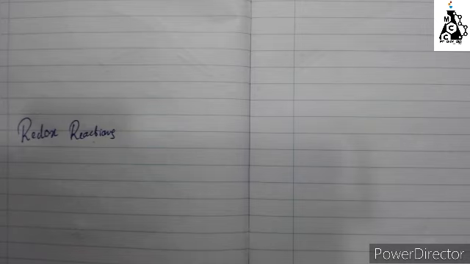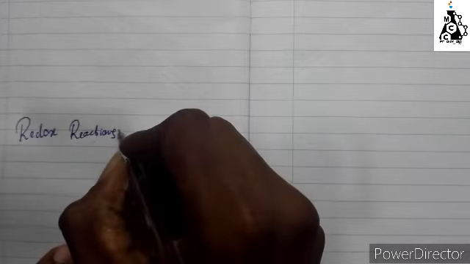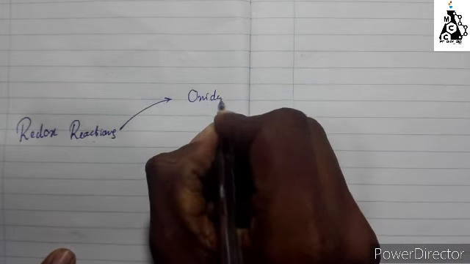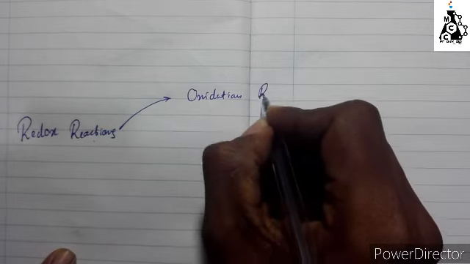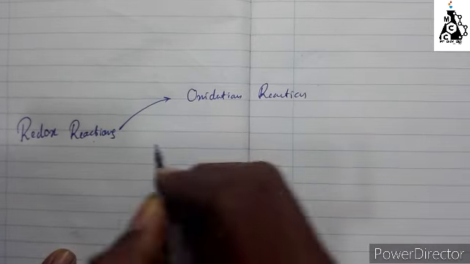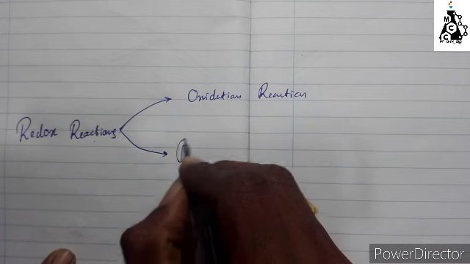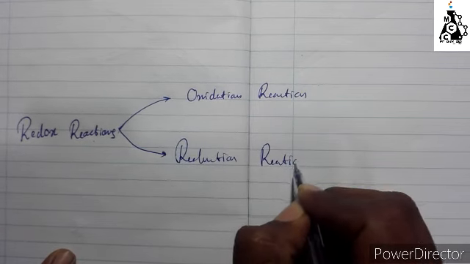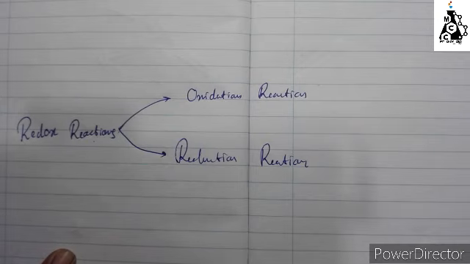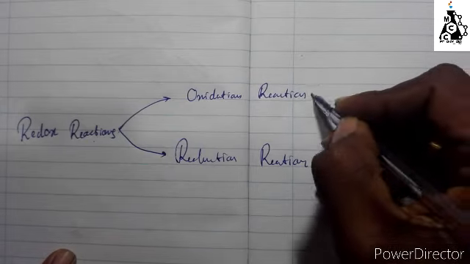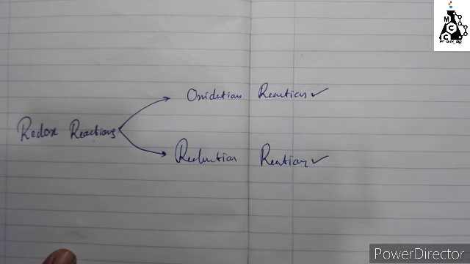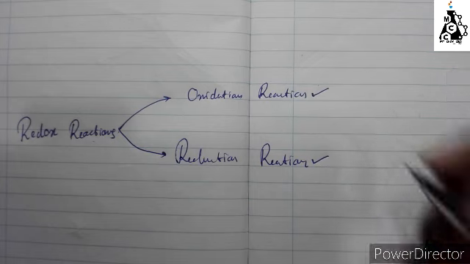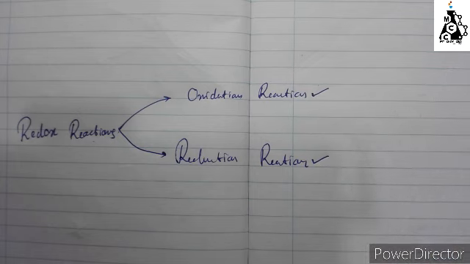In redox reactions, they contain two kinds of reactions. What are they? Oxidation reactions and reduction reactions. Right. They have two kinds of reactions, oxidation reactions and reduction reactions. Now let us see what these oxidation reactions and reduction reactions are.